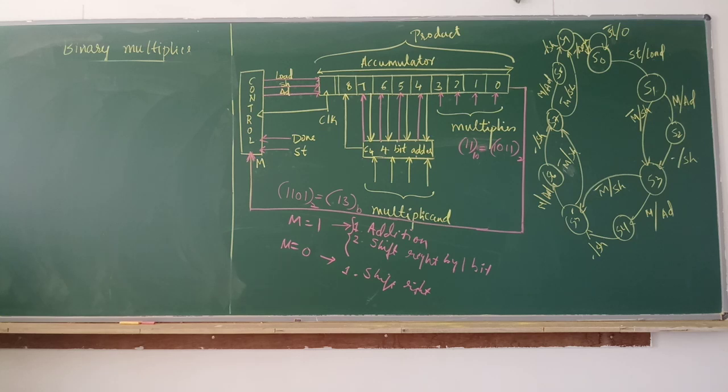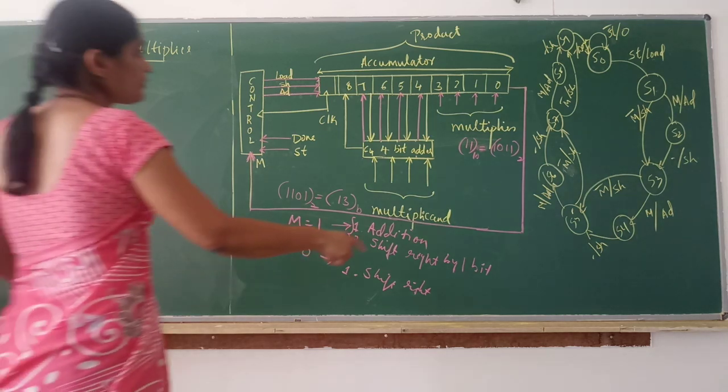Okay, so now we have seen the state graph for the control unit. This is the state graph for the control unit, right?